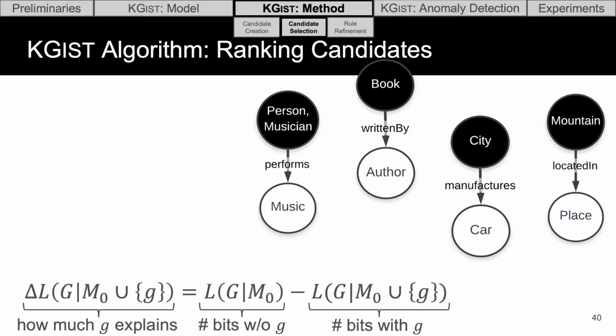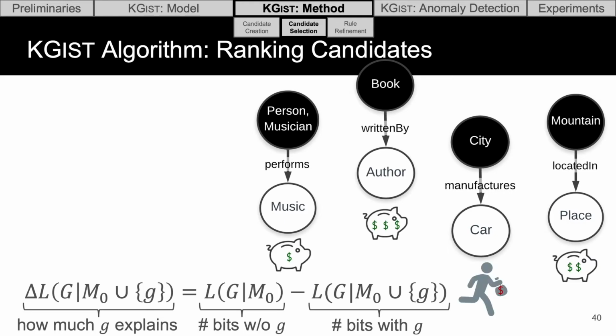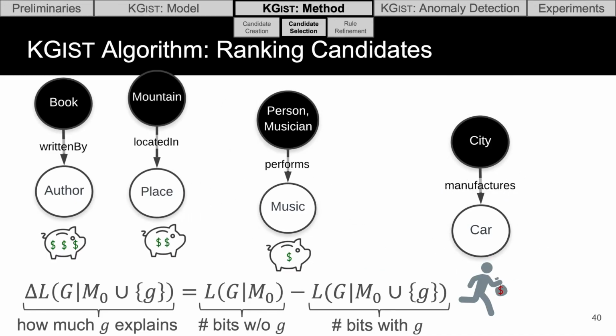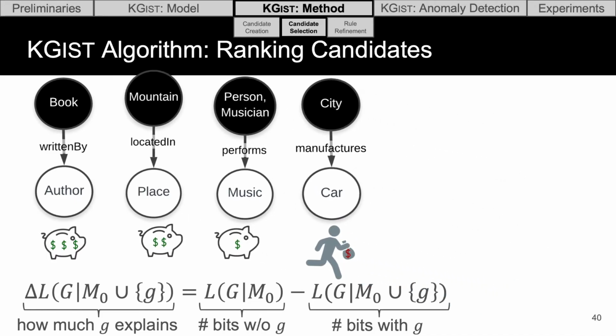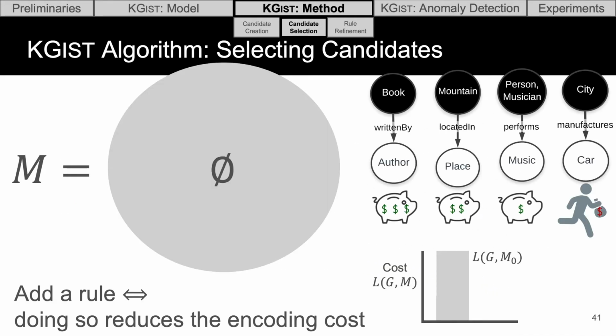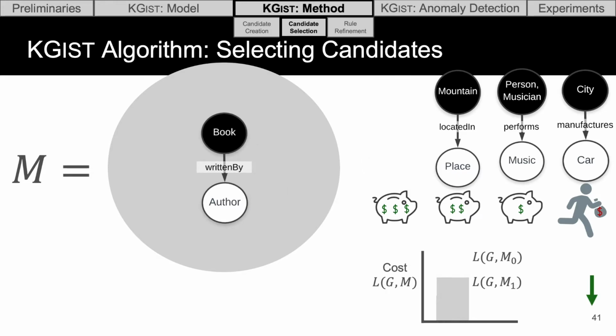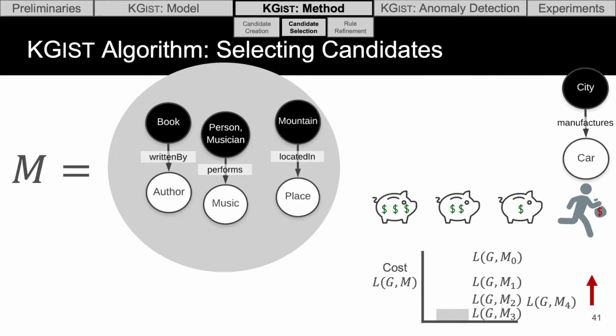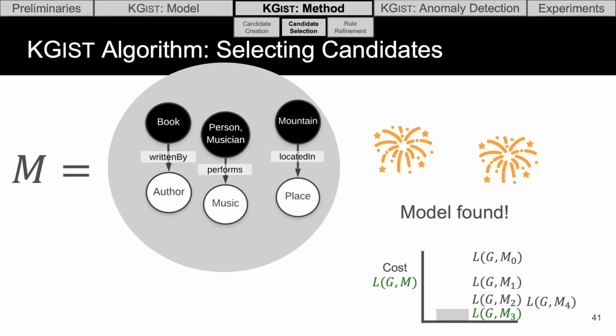The next step then is to rank the rules for consideration in the model, and we'll do so by measuring how much they compress the graph. Once we've computed this compression value, we will rank them based off of how much compression they achieve, and consider them for inclusion in the model in this order. As we consider these rules one at a time for inclusion in the model, if the description length goes down by adding the rule, then we'll keep it. If the description length goes up, however, we'll throw it out. So at this point, we found an initial model.